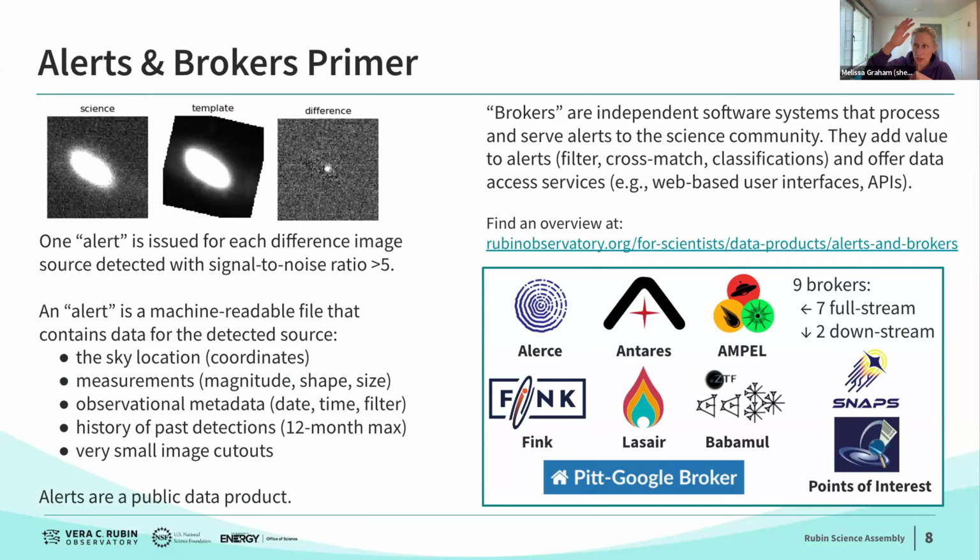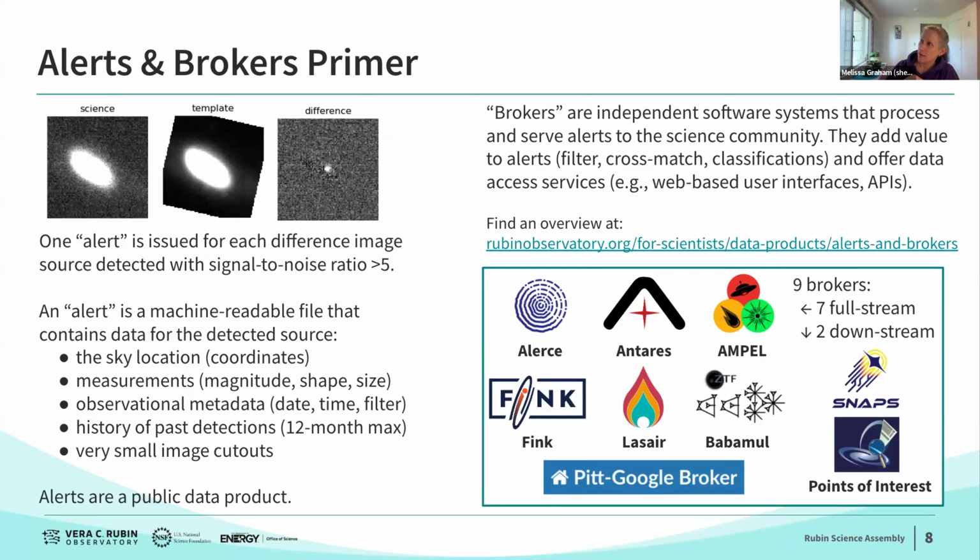The alert itself is just a machine readable file that contains data for the detected source. So it's coordinates, measurements like the magnitude, observational metadata like the date, the time, and the filter. You also get the history of past detections up to 12 months. So the light curve comes with the alert. And then also very small image cutouts are included. Alerts are a completely public data product. And as I mentioned before, they're streamed to brokers.